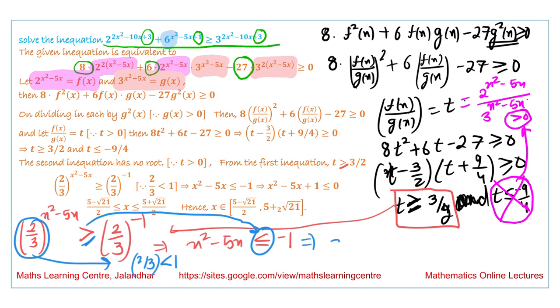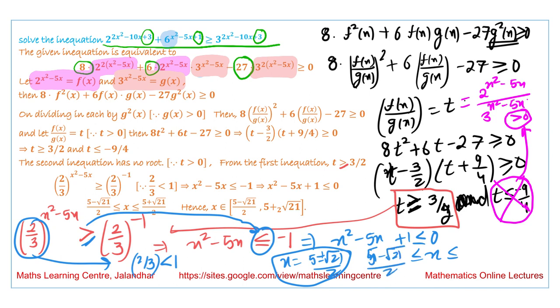So this implies that x square minus 5x plus 1 is less than or equal to 0. And on solving this, we obtain the values of x equal to 5 plus minus root 21 by 2. So the x values will lie between 5 minus root 21 by 2 and 5 plus root 21 by 2. So the final answers will lie in this interval.